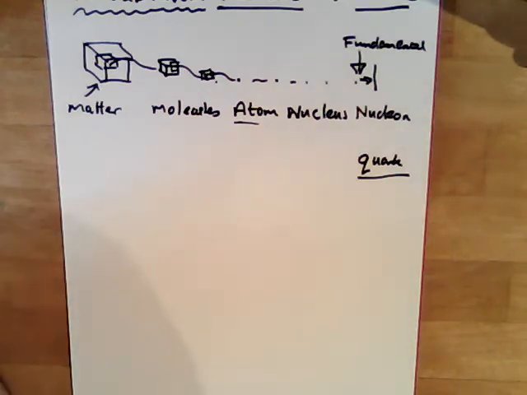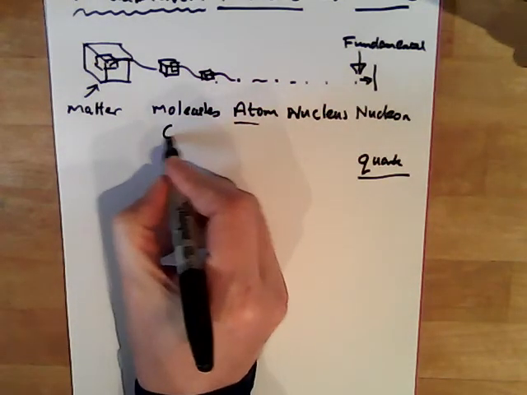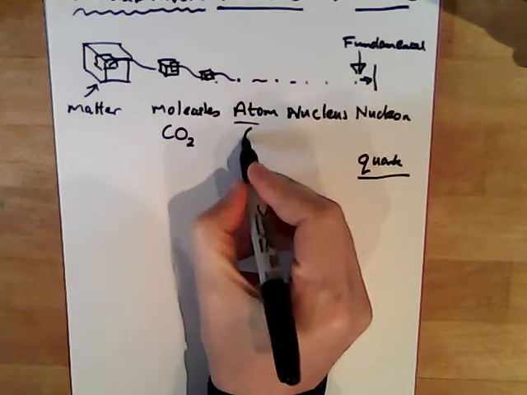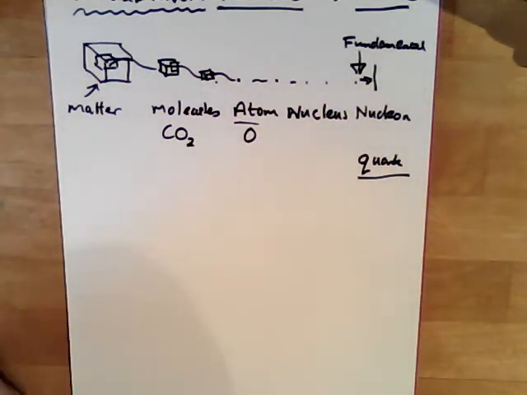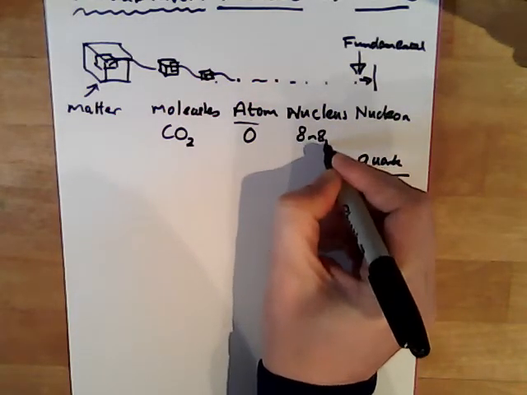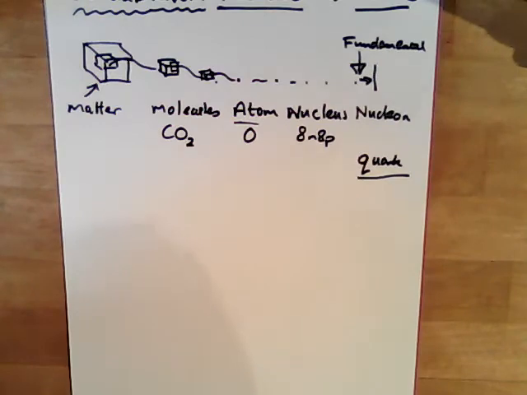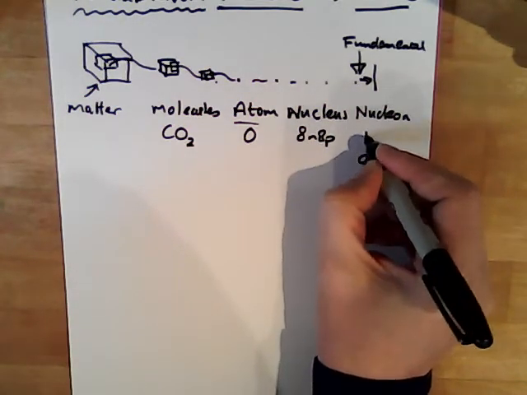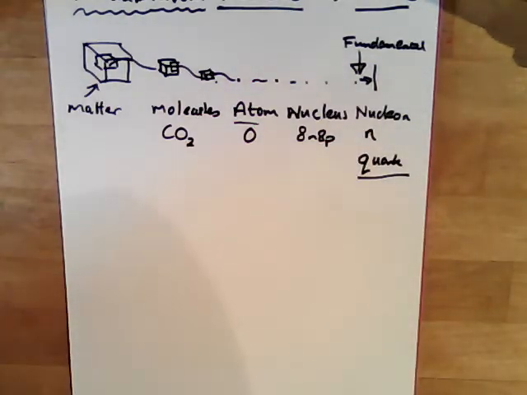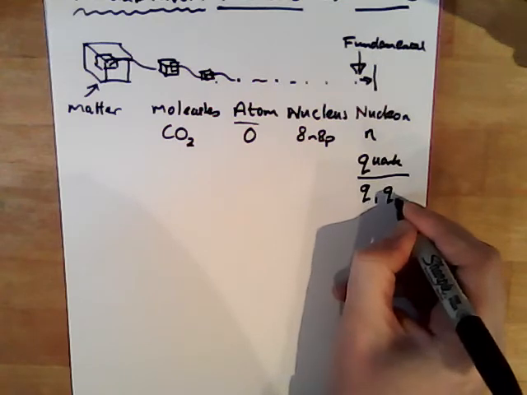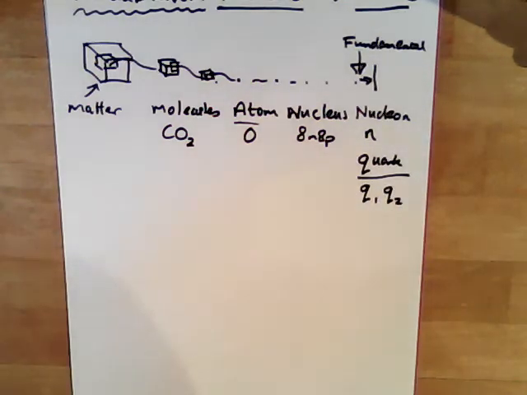So let's put some names to this. Maybe this molecule was CO2. And if I pull the CO2 molecule apart, I might have an oxygen atom. The oxygen atom is made of 8 neutrons and 8 protons. One of those constituents of the nucleus is known as a nucleon. Maybe that's a neutron. And if I pull the neutron apart, I find it's made up of 2 types of quark, and I'm going to call them quark 1 and quark 2 for the time being. We'll work out exactly what they are.